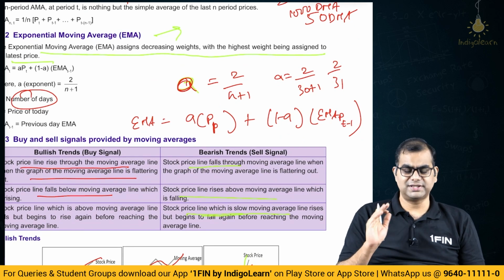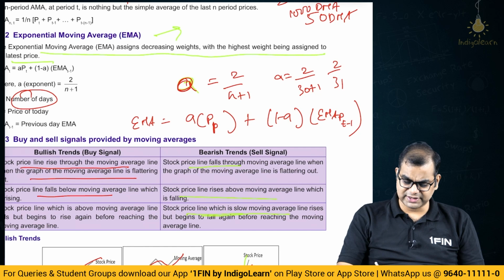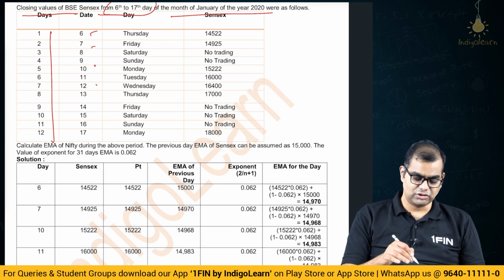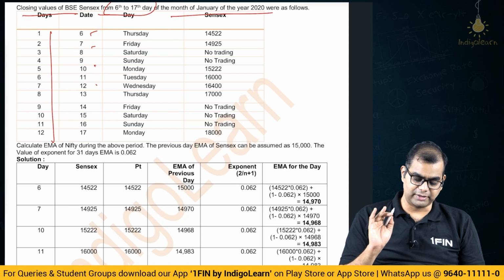There is a question, we will see that particular question as we move forward. Or otherwise, why don't we see that question right away? So, let us look at this question. Closing values of BSE Sensex from 6th to 17th in the month of January 2020 are as follows. So they gave for 12 days. In between some days may not be there, or even if some days are not there, it is not a problem.